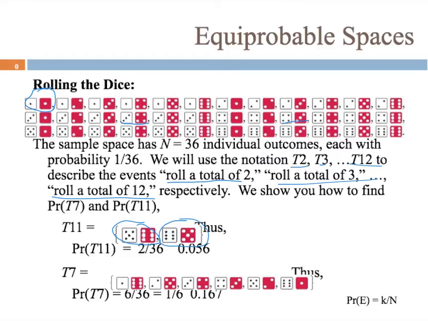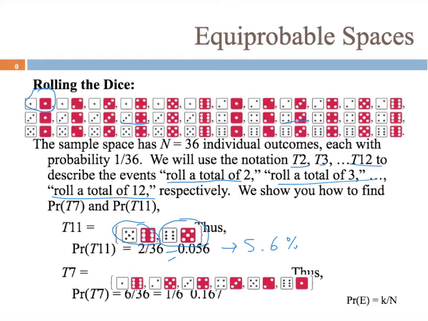So 2 ways, we'll say 2 divided by 36, and that gives us the probability there. So 0.056, so about, if you want to convert this to a percentage, it would be about 5.6%. So pretty small chance.